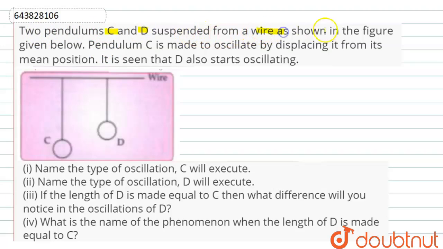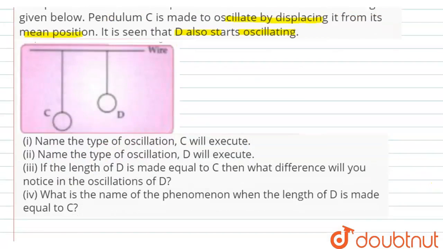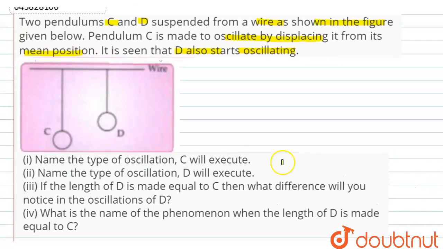Hello dear students, here according to the question, two pendulums C and D are suspended from a wire as shown in the figure given below. Pendulum C is made to oscillate by displacing it from its mean position. It is seen that D also starts oscillating, and from this condition we have to answer certain questions.